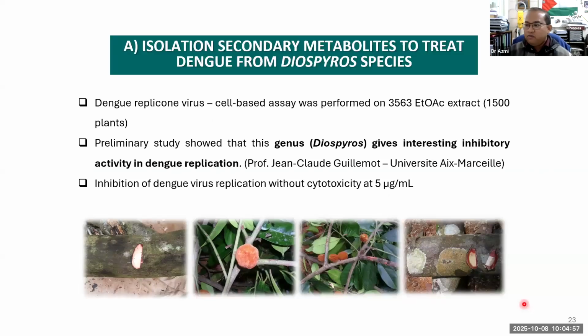I will go with the first project that reflects what we have done in MixONat. The project was the isolation of secondary metabolites to treat dengue from Diospyros species. During that time, in collaboration with Professor Jean-Claude Guillemot from the University of Marseille in France, they did preliminary studies, performing around 3,563 ethyl acetate extracts from 1,500 plants, including native plants. These preliminary studies showed that the Diospyros genus has interesting inhibitory activities in dengue replication, without cytotoxicity at 5 microgram per ml. This is very important: killing the dengue virus with no cytotoxicity.